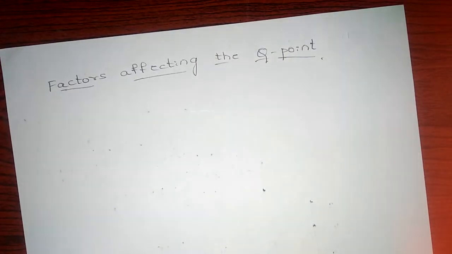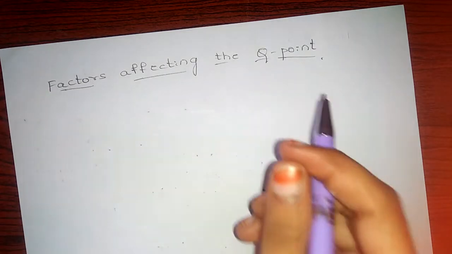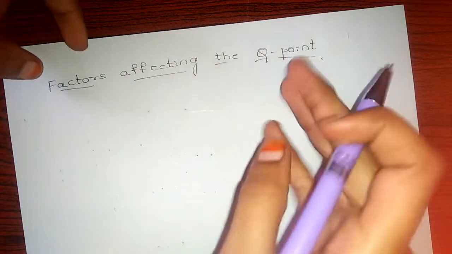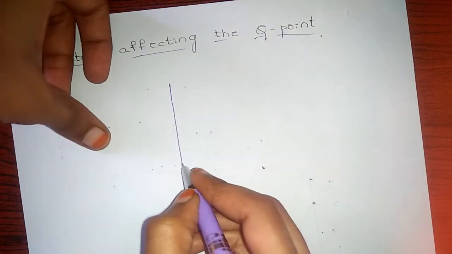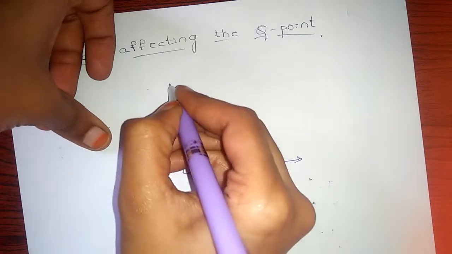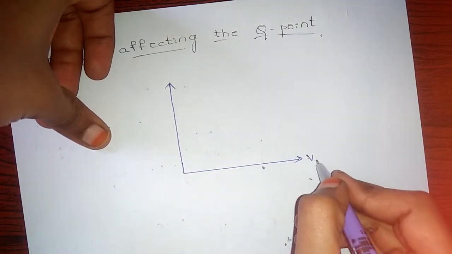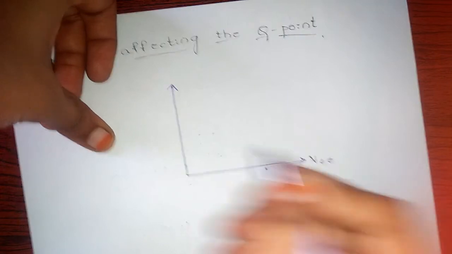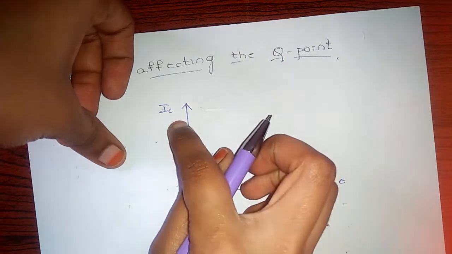Today in this video, let's know what are the factors that are affecting the Q point. Before knowing the factors that affect the Q point, let's know what a Q point is. We know that in a transistor operated as an amplifier in the active region, we get the characteristics at the output, between VCE and IC.